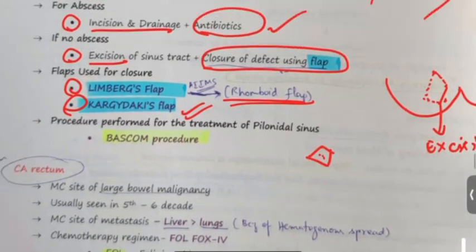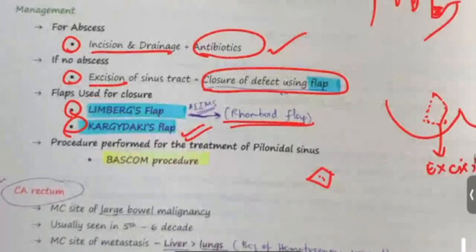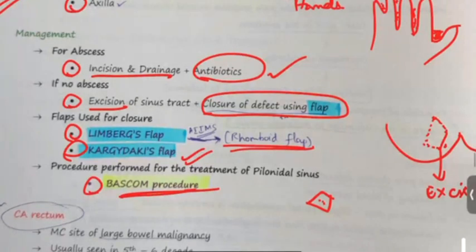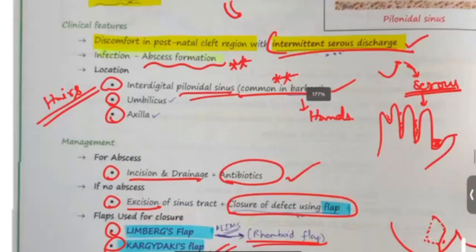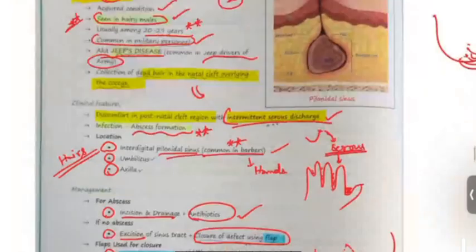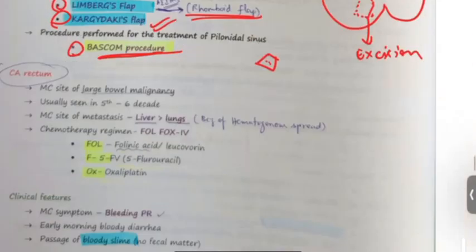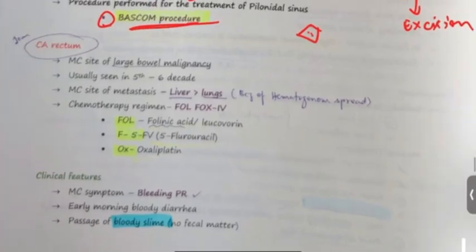So this is the treatment for pilonidal sinus. You can also perform a procedure called Bascom procedure. If there is an abscess, incision and drainage. If there is no abscess, excision of the tract and closure of the defect using a flap. This is the treatment for pilonidal sinus. Okay, I guess only two more diseases are remaining in rectum and anal canal, that is CA rectum and CA anal canal, which will take a long time. So we'll discuss this in the next class.